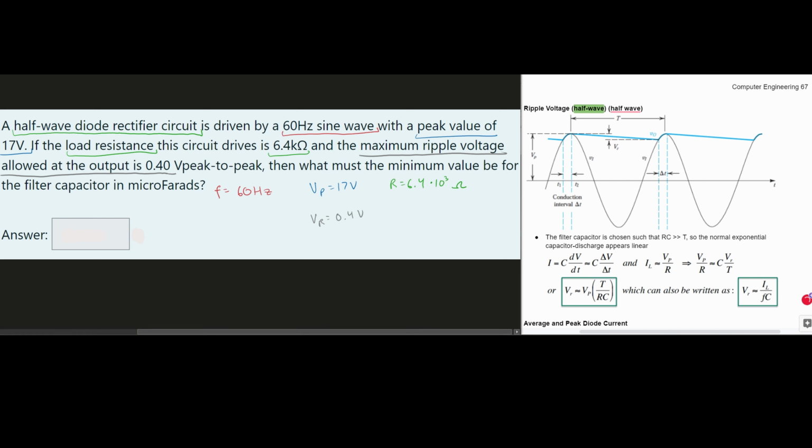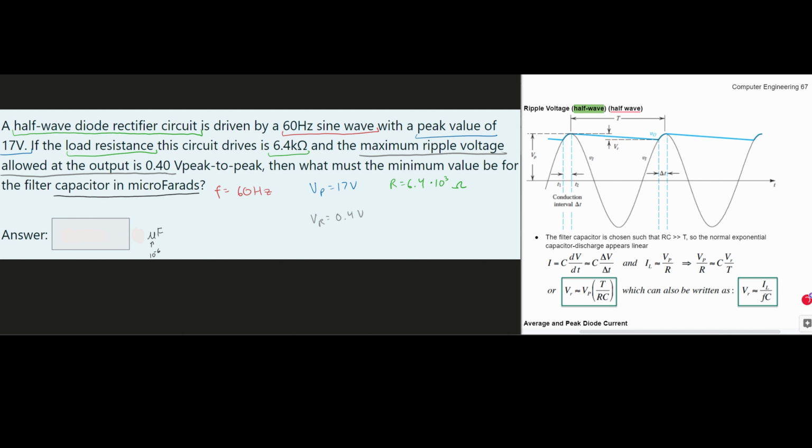Now we're asked, what must the minimum value be for the filter capacitor in microfarads? So our units here for microfarads is just going to be like this, where this U is 10 to the negative 6. So now let's go about solving our problem.